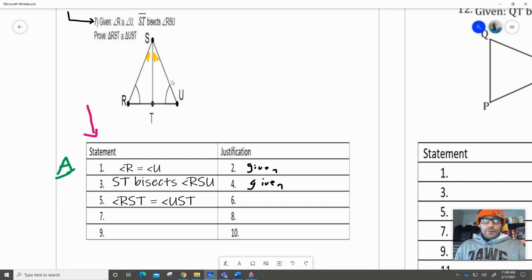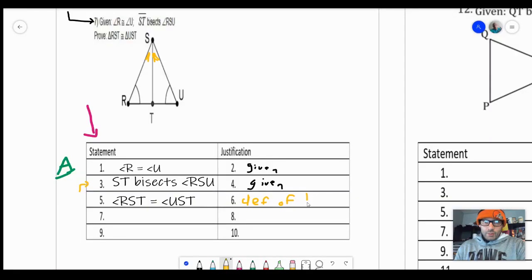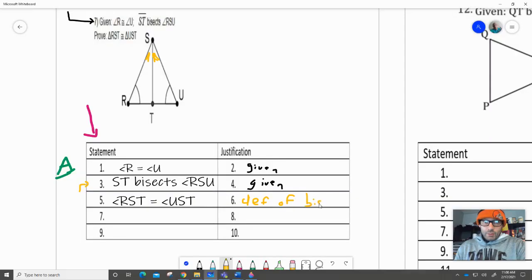How do we know that angle RST is congruent to angle UST? Well, because of this. They gave us that ST bisects RSU. So by the definition of bisect, we could say this little angle is congruent to that little angle. What that also gives us is another pair of angles.